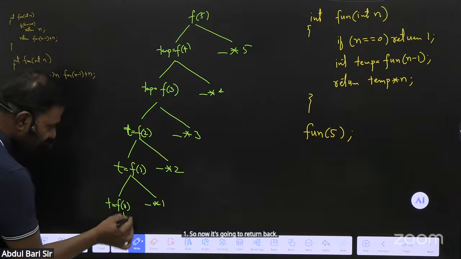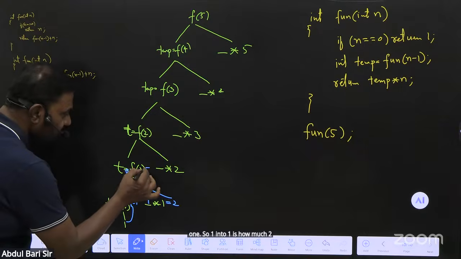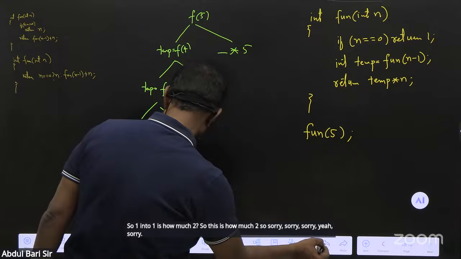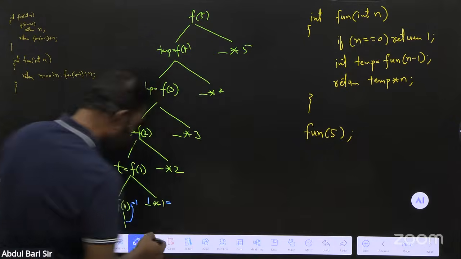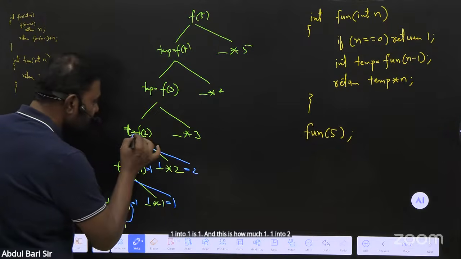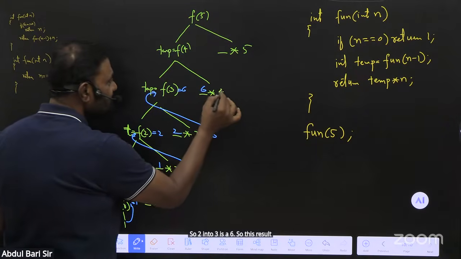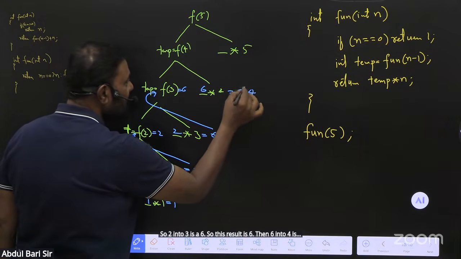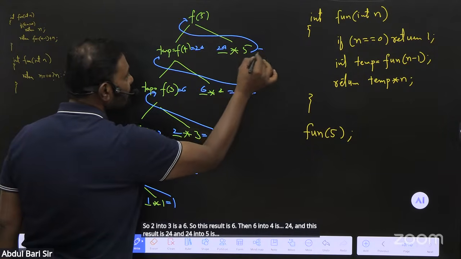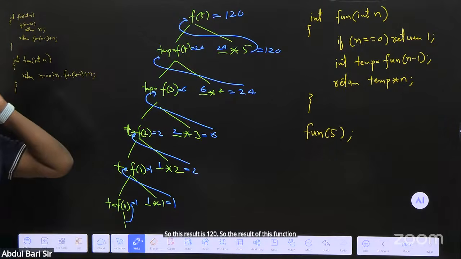Now it's going to return back. So this is how much? 1. Sorry, 1 into 1 is 1. And this is how much? 1. 1 into 2 is 2. So this result is 2. So 2 into 3 is 6. So this result is 6. Then 6 into 4 is 24. And this result is 24. And 24 into 5 is 120. So this result is 120. So the result of this function is 120.